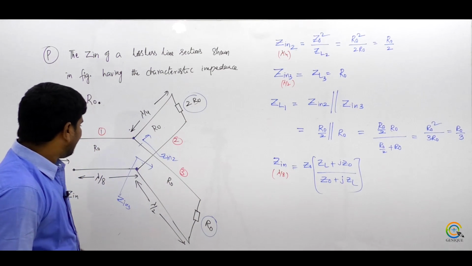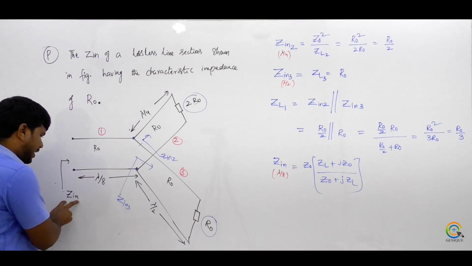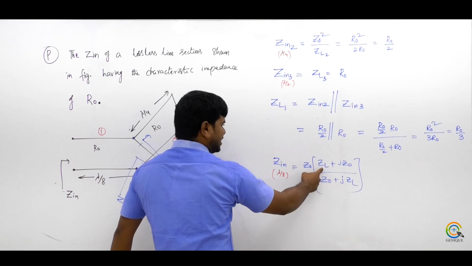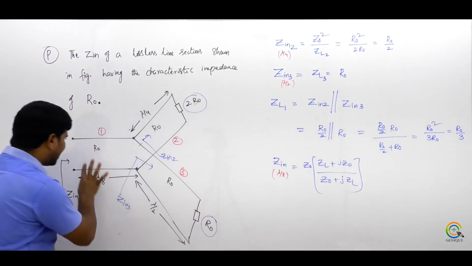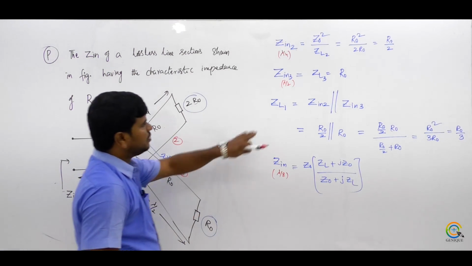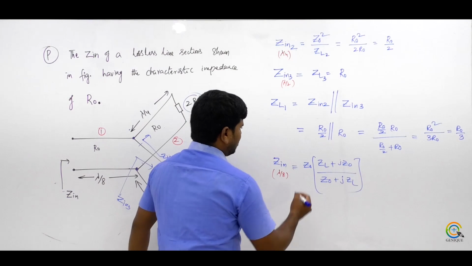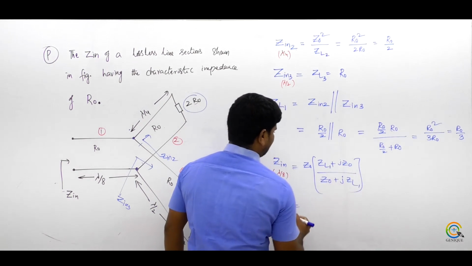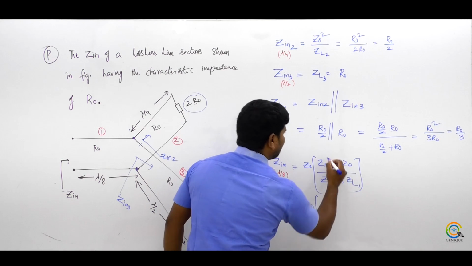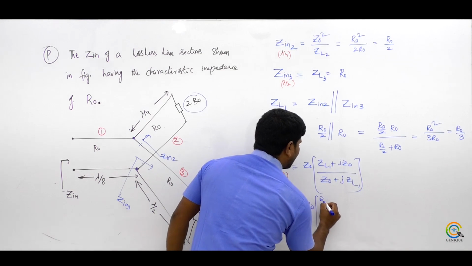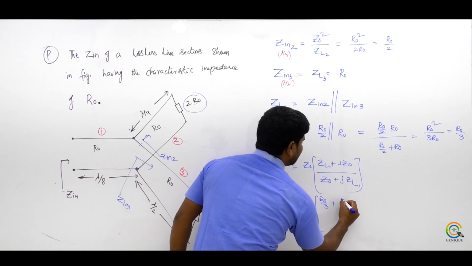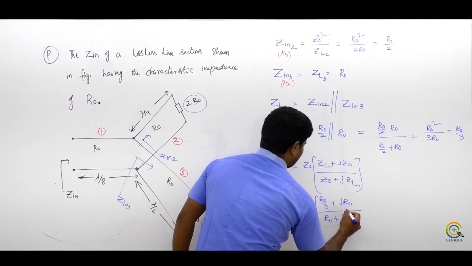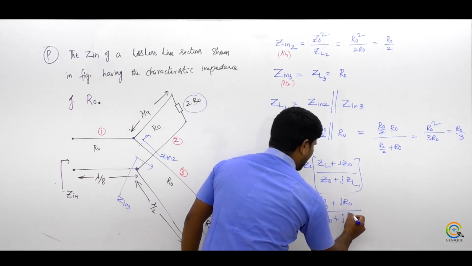But what we have to find is the input impedance. The input impedance is equal to Z0, that is R0. ZL is the load impedance of the first line. What is the load impedance of the first line? This one only, so you can write ZL1 like this. So this is R0 into R0 by 3 plus jR0, divided by R0 plus j R0 by 3, since ZL1 is R0 by 3.